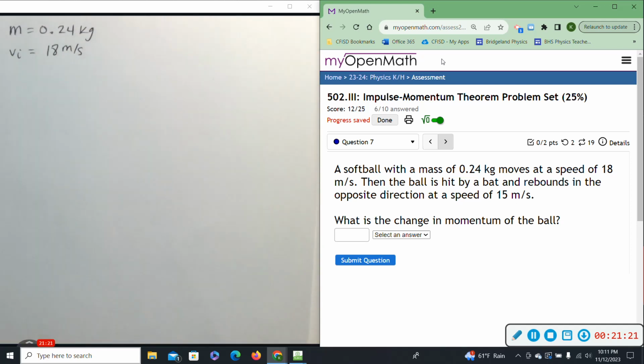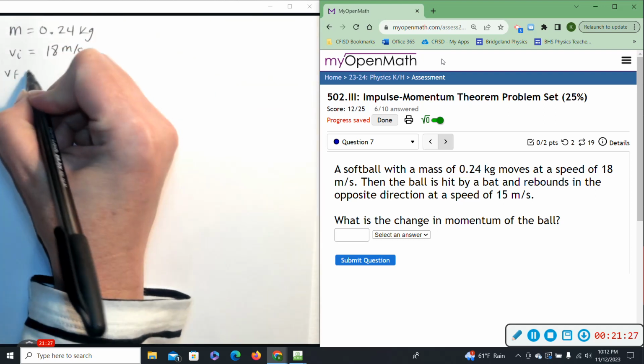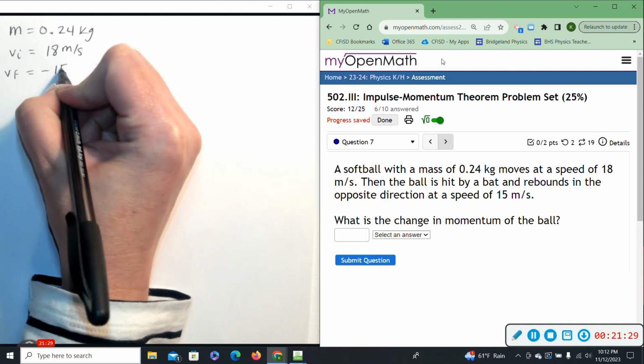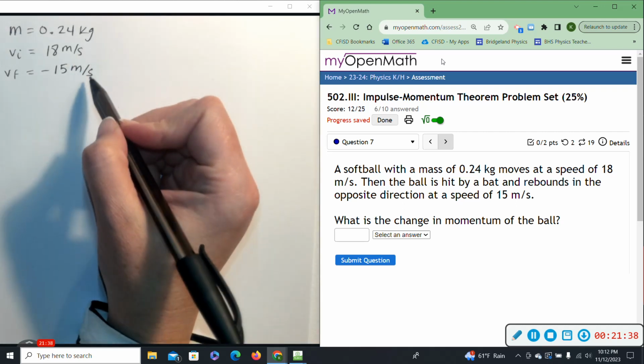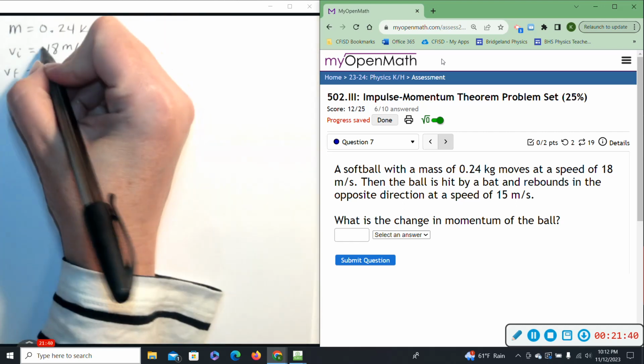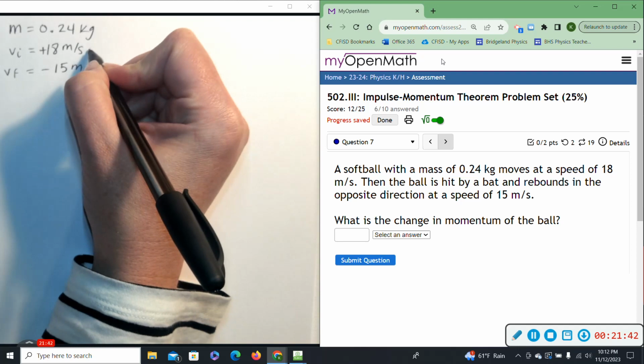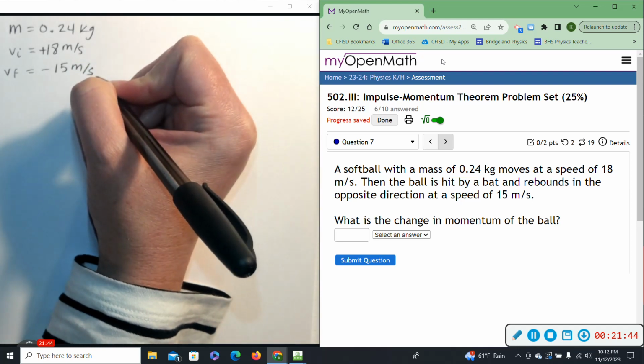The ball is then hit by a bat and rebounds in the opposite direction at a speed of 15 meters per second. When it says opposite direction, you need the opposite sign. Negative 15 meters per second. What is the change in momentum of the ball? And again, these just have opposite signs from each other. If this one's positive, this one's negative. Or if you labeled this negative, you would need to label this positive.